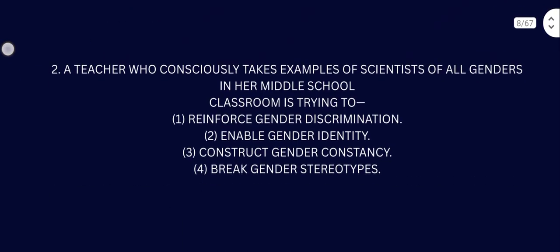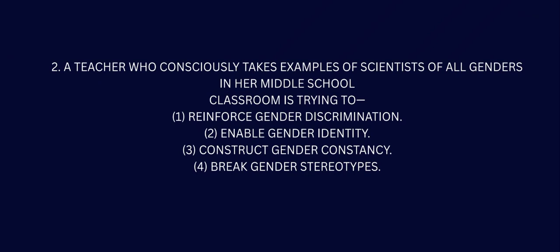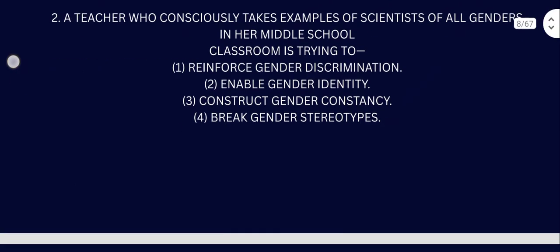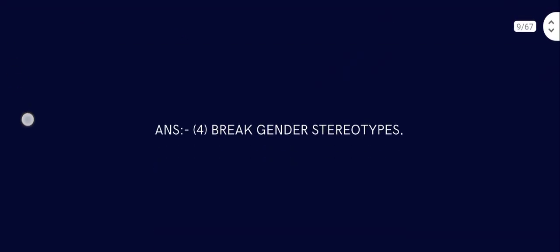Question number 2. A teacher who consciously takes examples of scientists of all genders in her middle school classroom is trying to reinforce gender discrimination, enable gender identity, construct gender constancy, or break gender stereotypes. So yes, when a teacher takes names as examples of scientists from all genders, that means she is trying to break gender stereotypes. So the answer would be 4, break gender stereotypes.